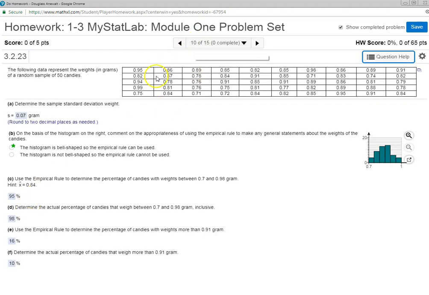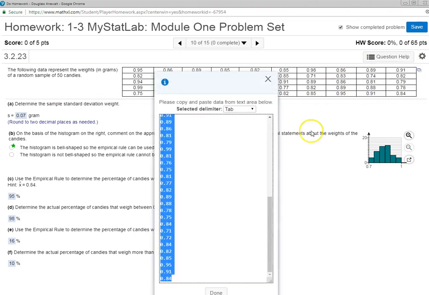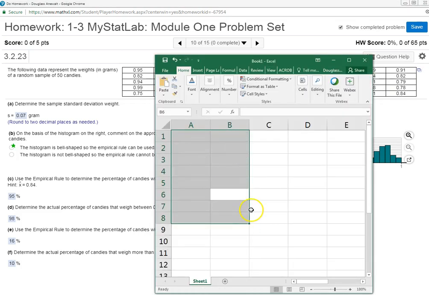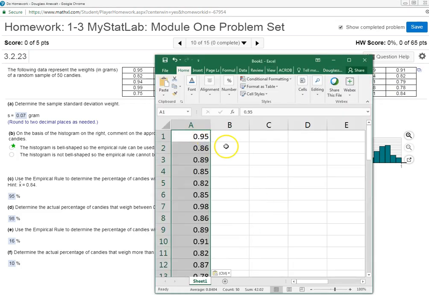For question 10 here, we have the weights of 50 different candies. We need to start by finding the sample standard deviation. So you take the sample of 50. You're going to definitely want to use technology for this. It'll make it a lot quicker.